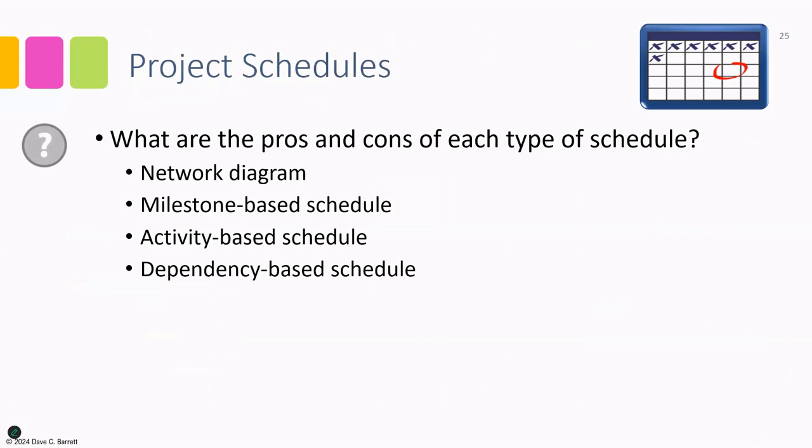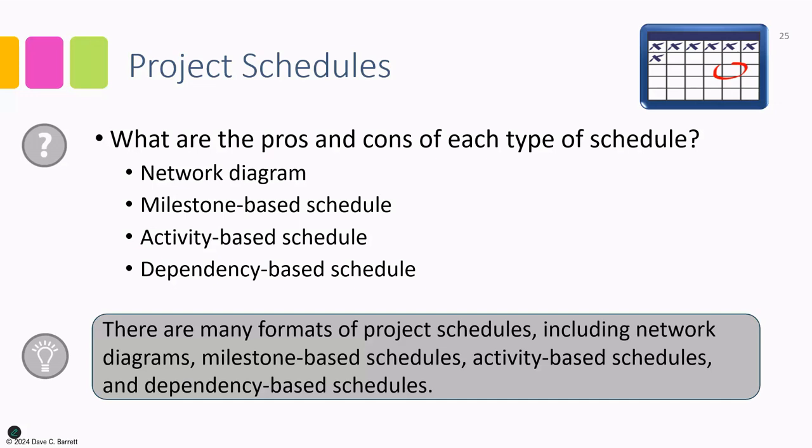Pros and cons we talked about as we went through. So there are pros and cons of each one, and it really comes down to what the characteristics of the project are, how much information is needed. For example, it would not be a good idea to use a milestone-based schedule for a large, complex, high cost project. That would not be a good idea. On the other hand, you don't need to use a dependency-based schedule for a very short, simple project. That's overkill. So the idea is to right size it based upon the characteristics of the project.